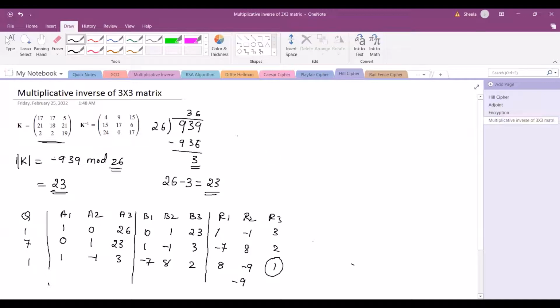So the inverse of 23 is minus 9 mod 26. When we get minus 9 mod 26, it means we have to subtract 9 from 26, and we are going to get the value as 17. Okay, so 17 is the multiplicative inverse of 23.